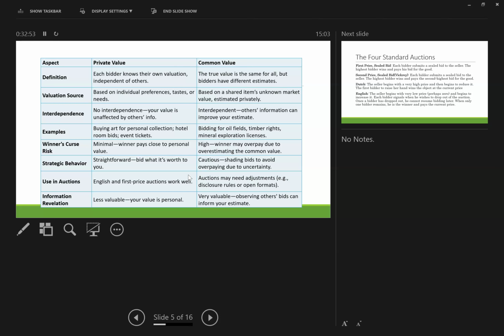Then let's look at the strategic behavior. As far as strategic behavior is concerned, for private value it's pretty straightforward. You know what the item is worth to you, and so you go for it. For the common value, people need to be a bit cautious, because at the end of the day they have no idea. So you are trying to be careful so that you don't overpay.